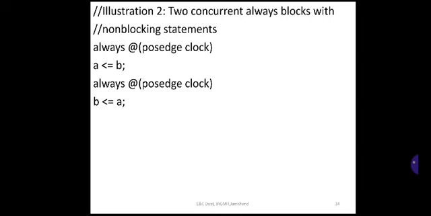Whenever a positive edge of the clock pulse appears, the left hand side values are assigned. So what values are assigned? The values already evaluated in the read operation are assigned to A and B. That's why the swapping will take place here. So like this, the race condition is eliminated.